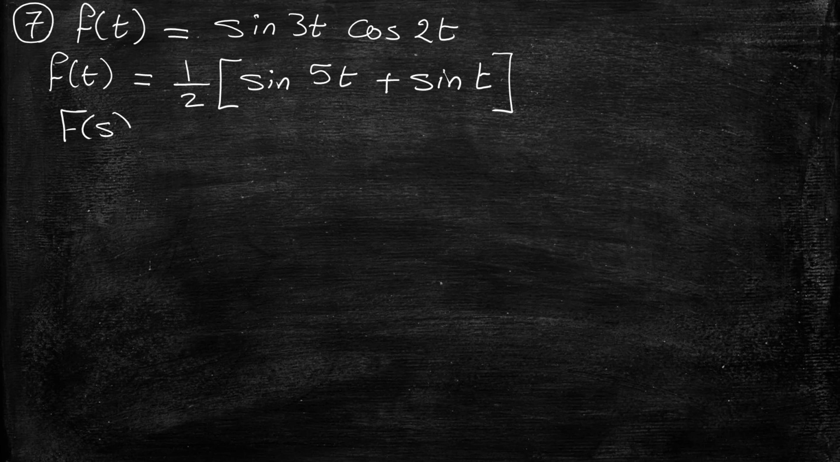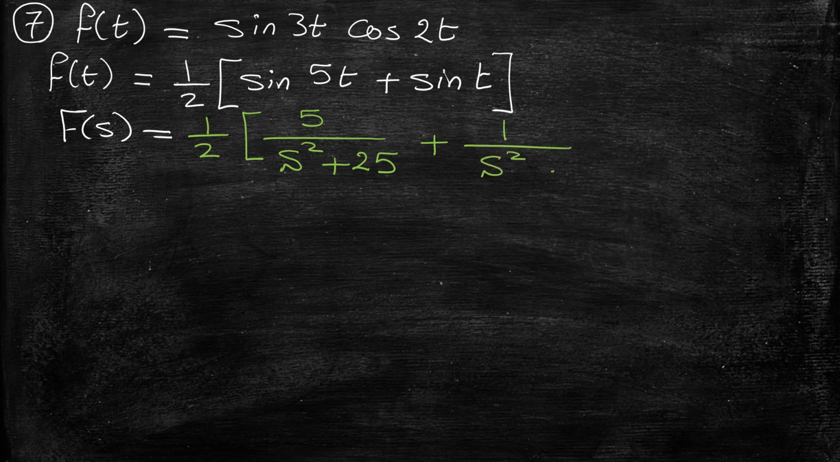So f of s can be derived as this half is a constant. This sine, it's this constant over s squared plus this constant squared. And for this sine t, the constant here is 1, so it will be over s squared plus 1 squared. And here we have this Laplace transform.